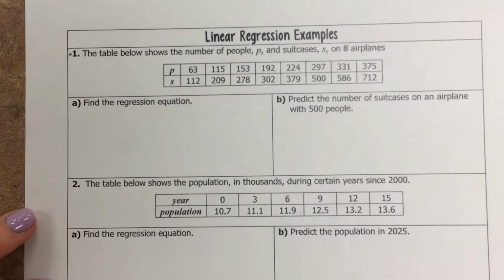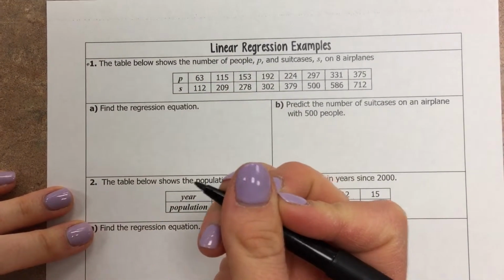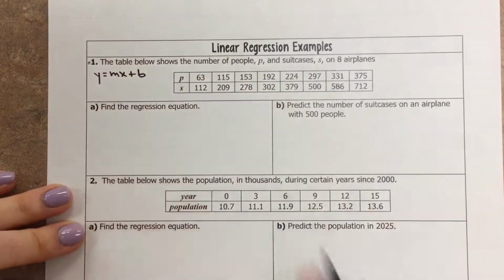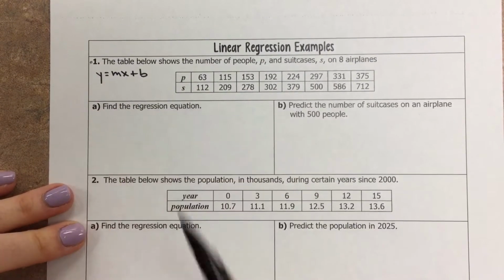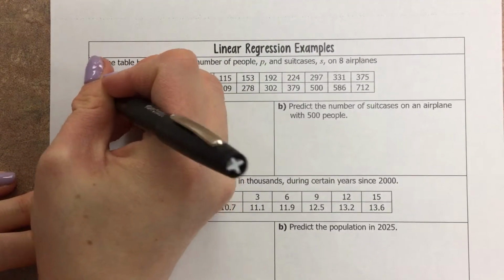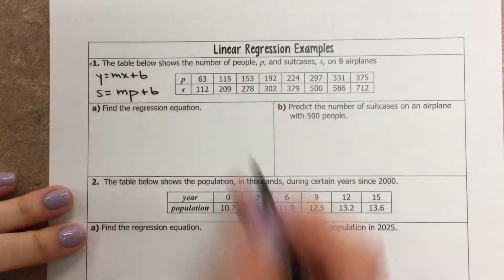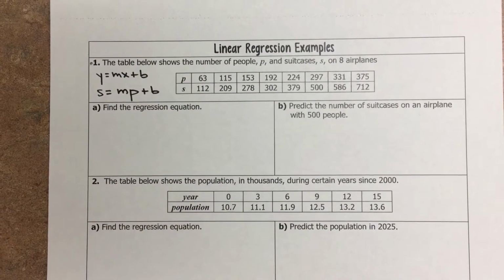Okay, so our regression equation, normally it would be y equals mx plus b, right? Like, you know, just the normal equation for a line. But instead of x, we have a p, and instead of y, we have an s. So it's going to be s equals m times p plus b. So the p replaced the x and the s replaced the y. So that's the equation that we're going to type in.